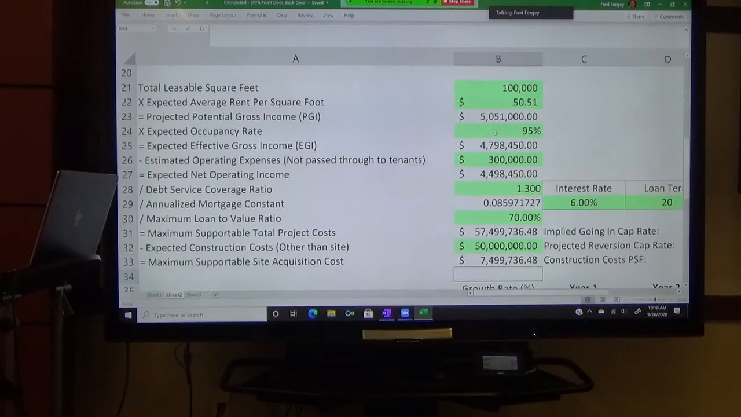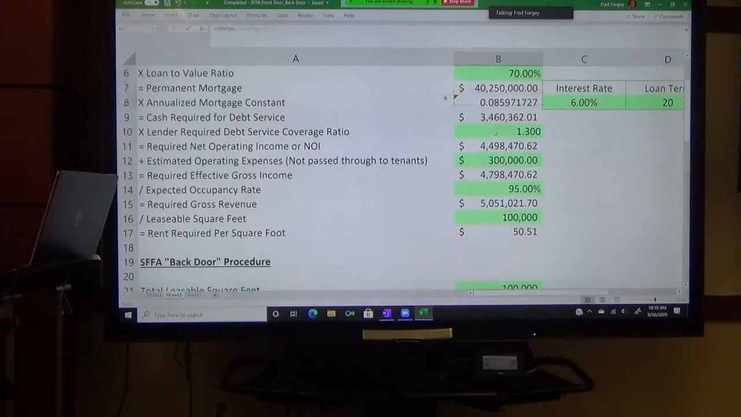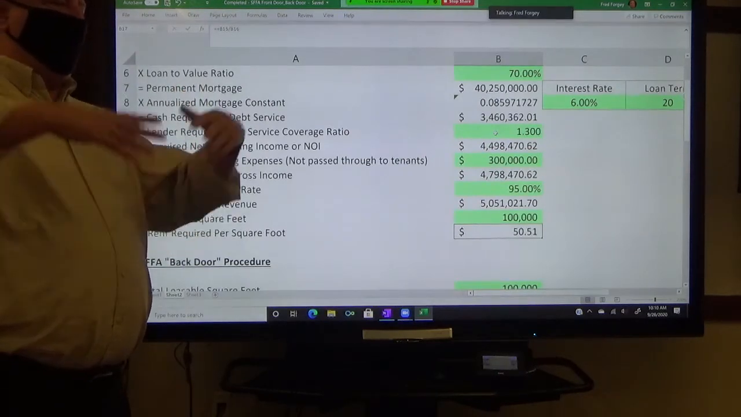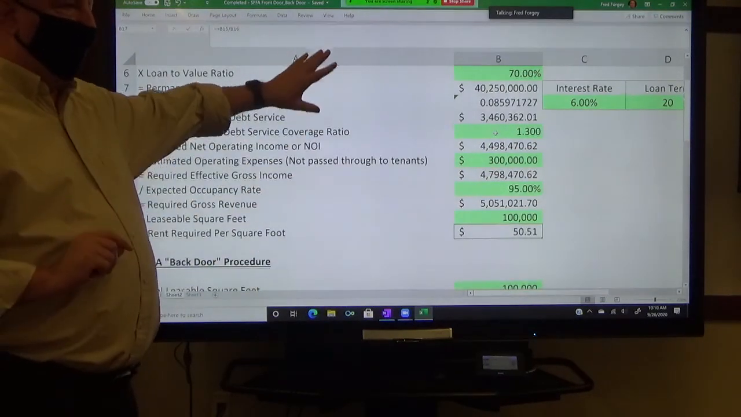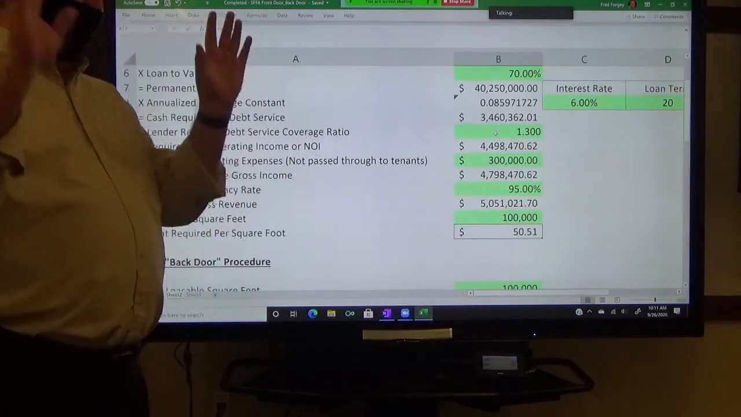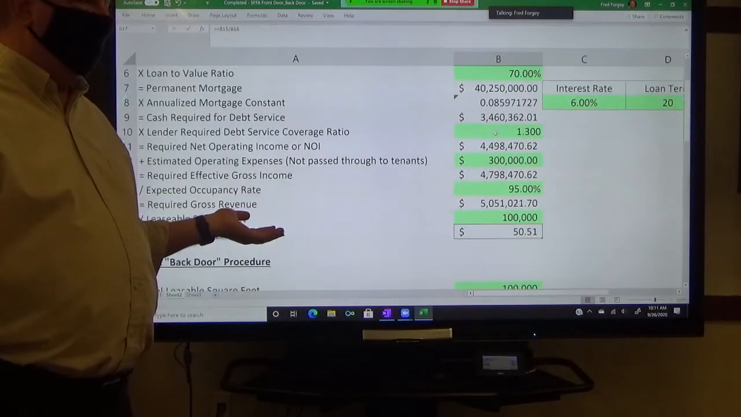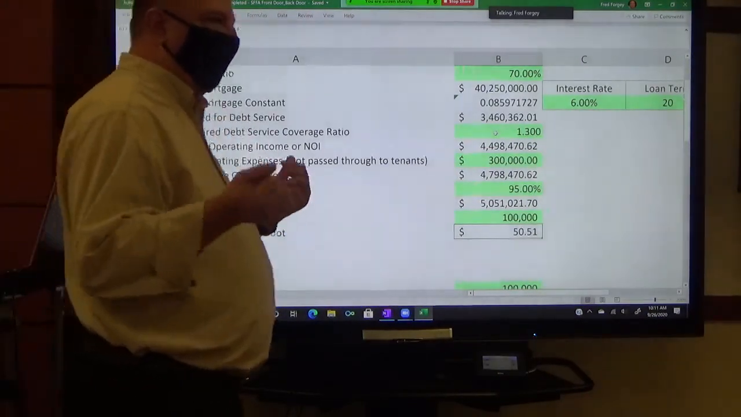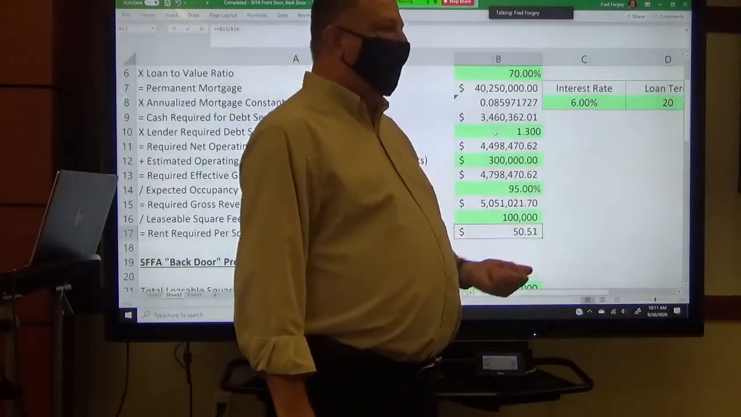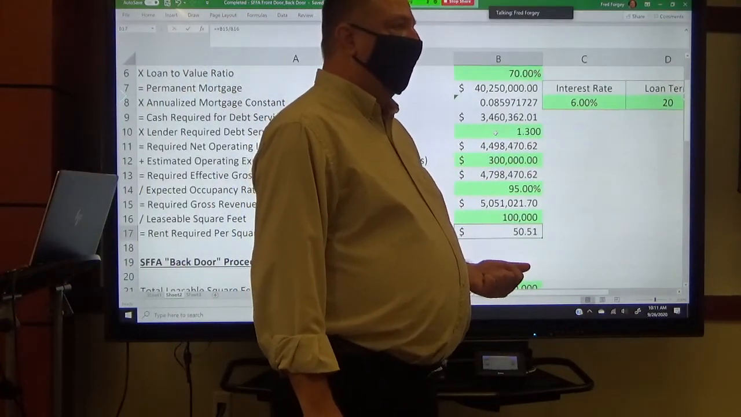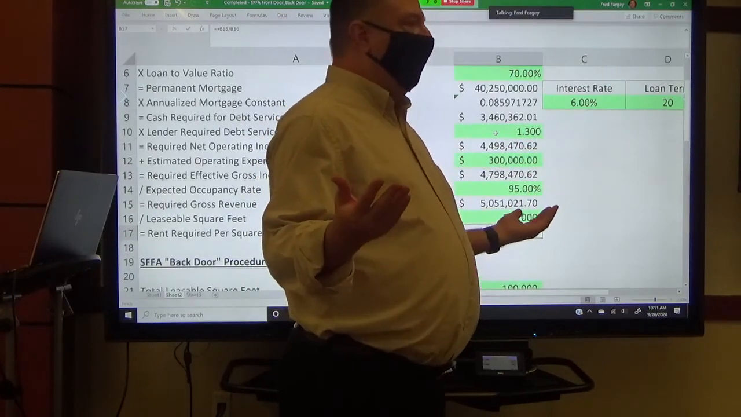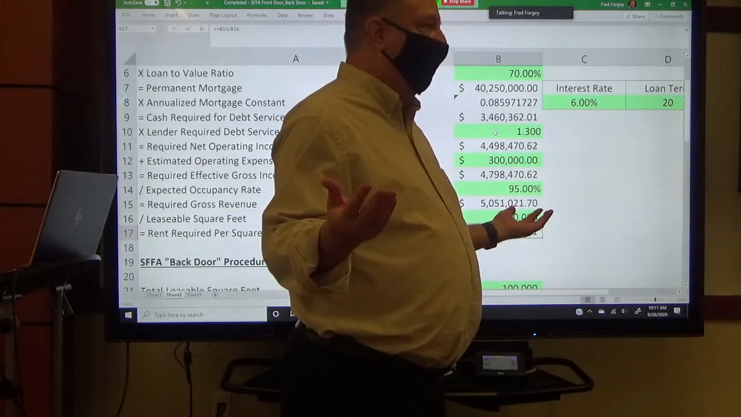Here's the thing. In this first scenario, we're saying we need to get $50.51 in order to satisfy our basic requirements. But if we can get higher than that, let's say $60 a square foot, that means we're going to get an even higher rate of return for ourselves.